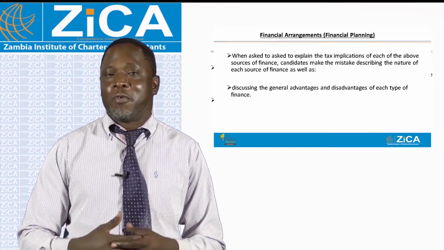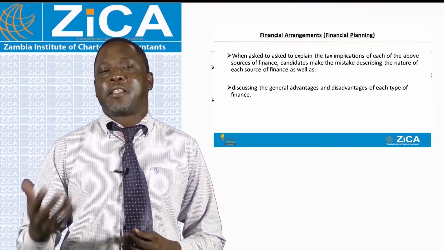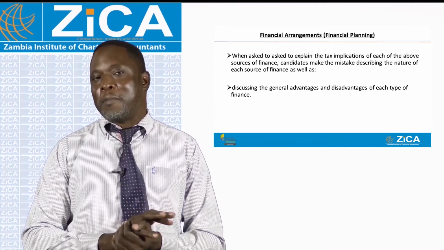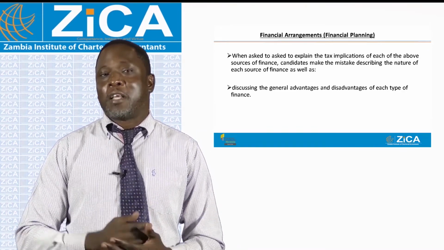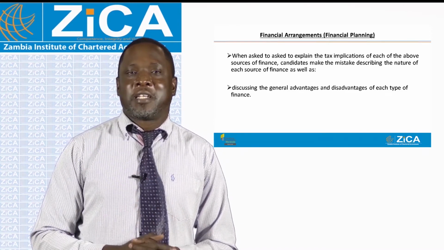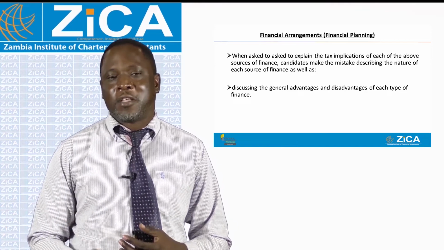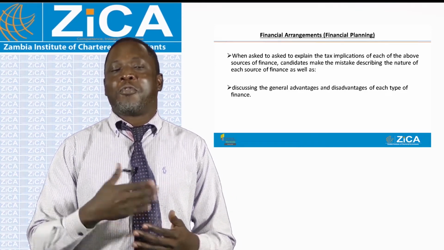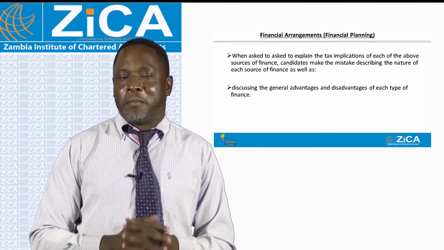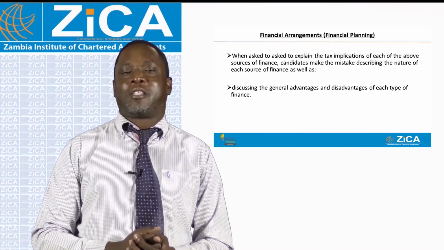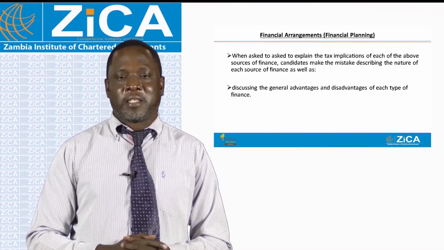They will even describe what a finance lease is, what a hire purchase arrangement is, which is not what the examiner is looking for. For taxation purposes, the examiner is specifically looking for the taxation implications. He's not looking for the advantages or disadvantages. The examiner is not looking for you to recommend which option is the best. The examiner wants you to bring out the tax aspect. What are the tax implications?